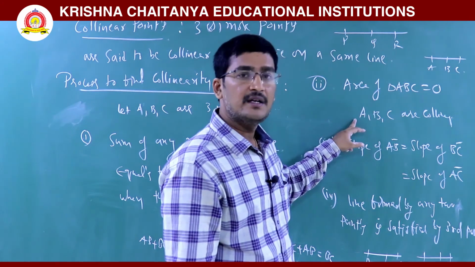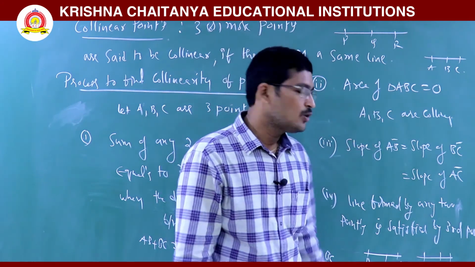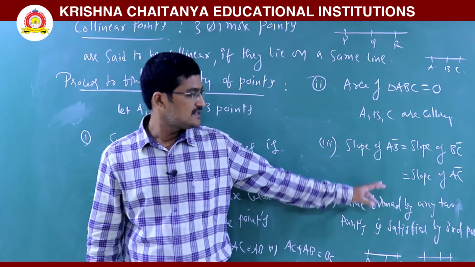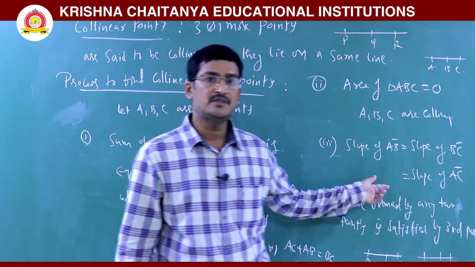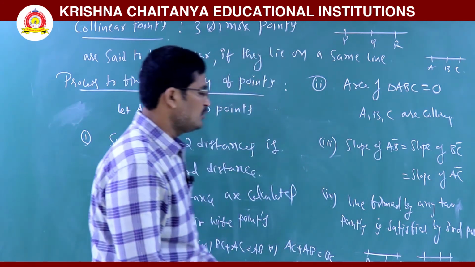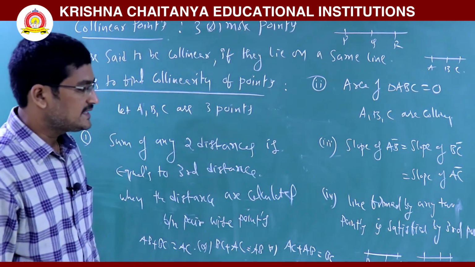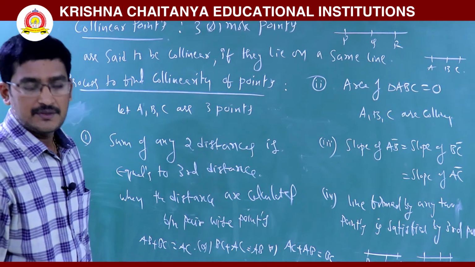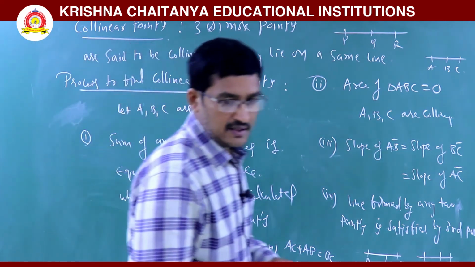Then you have to say ABC are collinear. And third one is slope of AB bar is equal to slope of BC bar is equal to slope of AC bar. Then also you have to say ABC are collinear. The last and final one is the line formed by any 2 points you have to take, that one is satisfied by the third point. So let me solve one problem of this one.